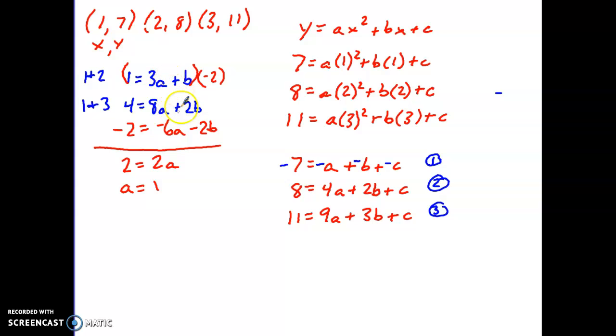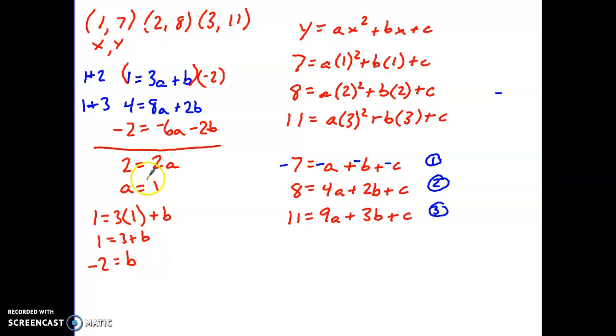to one of these 2 equations and I plug a in. I'll use the first equation. 1 equals 3 times a, which is 1, plus b. So 1 equals 3 plus b. Subtract the 3 over: 1 minus 3 is negative 2. So b equals negative 2.